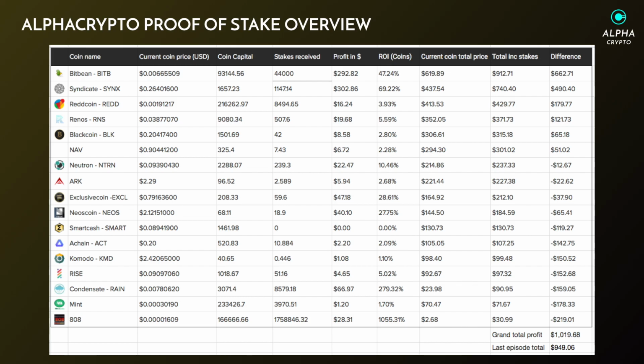So if we look towards the bottom, we can see in the grand total profit of 1019.68, and last week's episode was at 949.06.